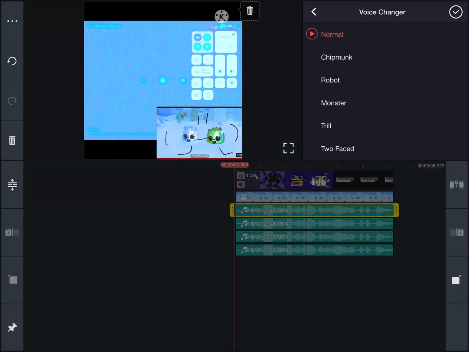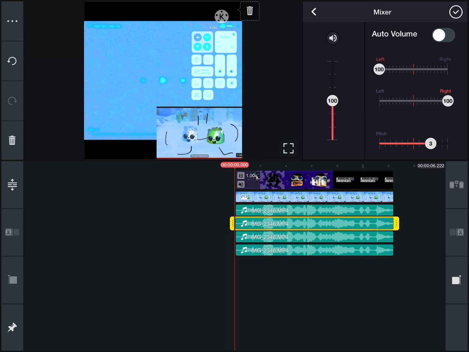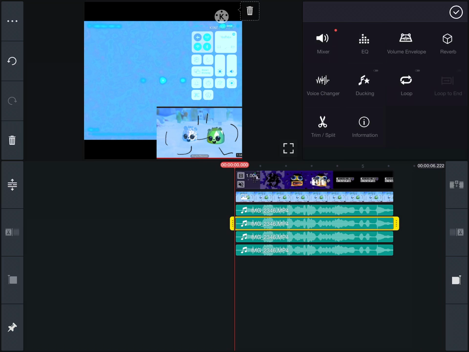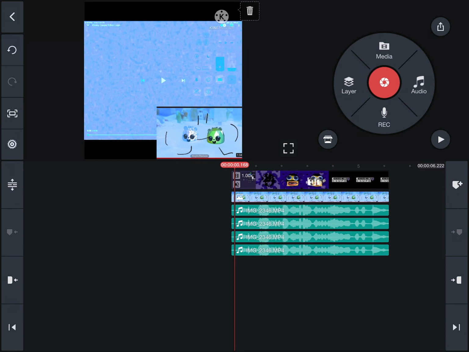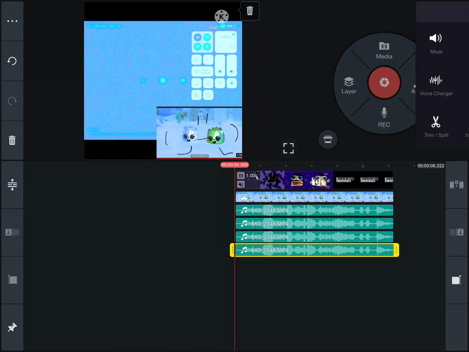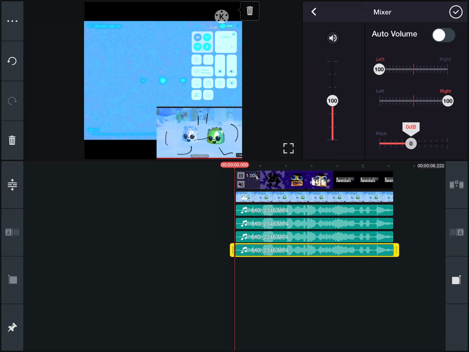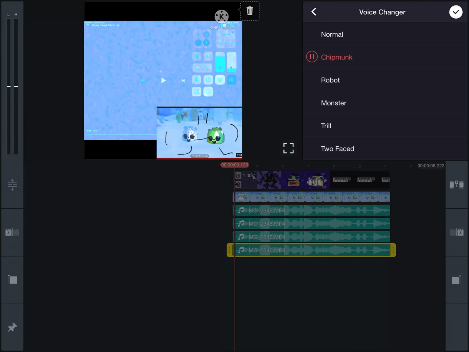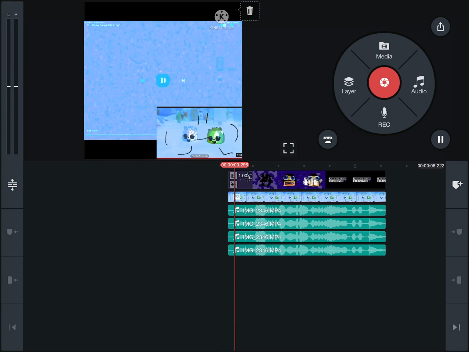put this, so put positive 3, the voice changer, chipmunk. Click here with positive 2, and last put positive 4 and put the voice changer chipmunk. This is what be sounding good.